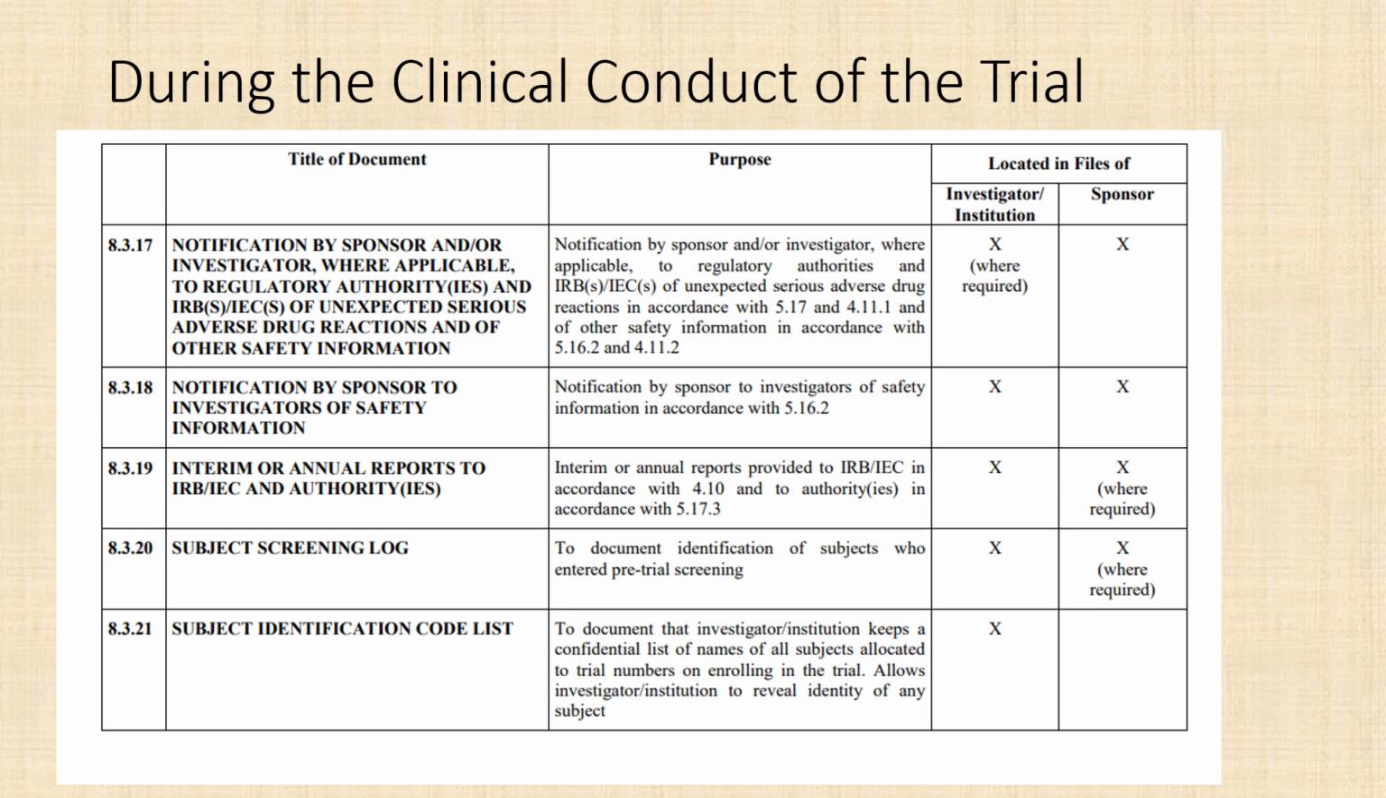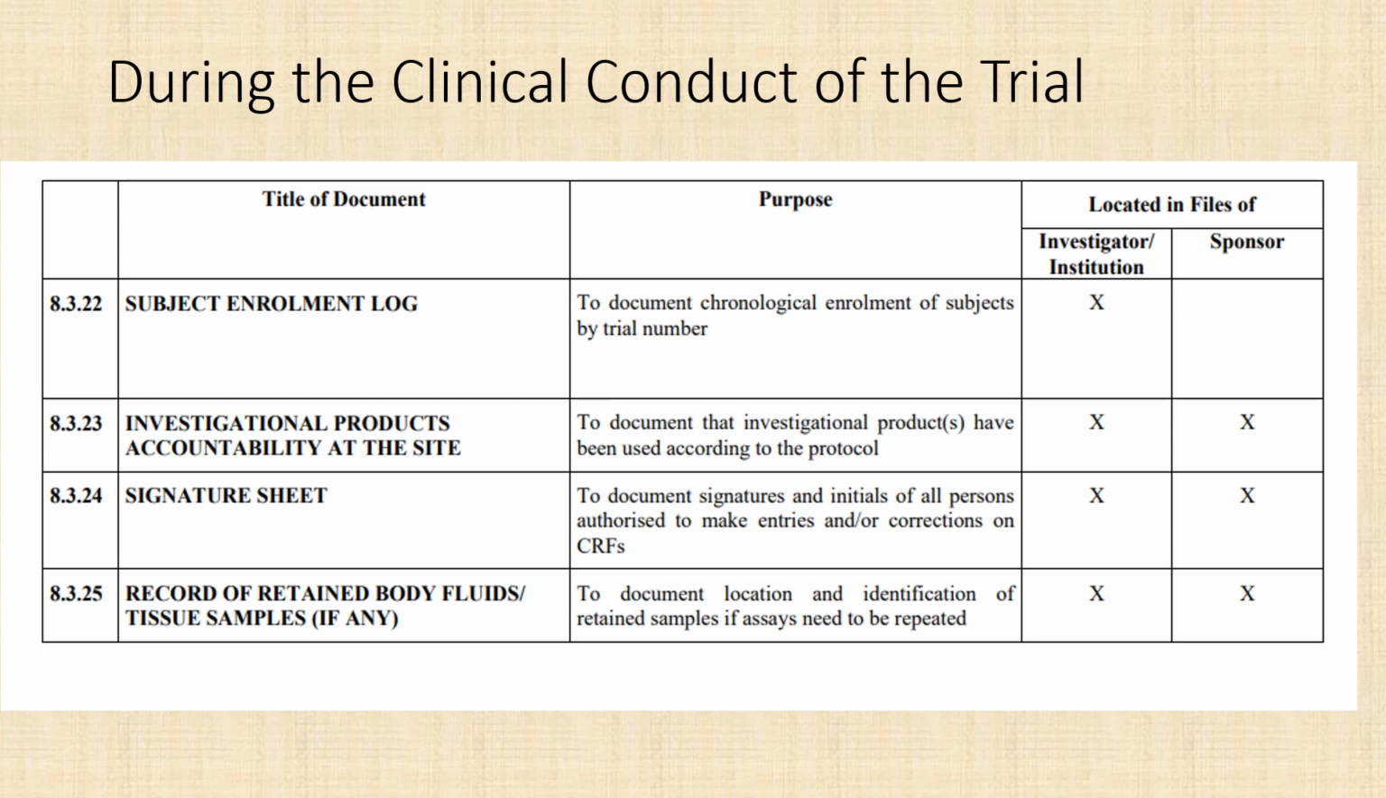Subject identification code list to document that the investigator institution keeps a confidential list of names of subjects allocated to trial numbers on enrolling in the trial. It allows the investigator to reveal the identity of any subject and should be present with the investigator. Subject enrollment log to document chronological enrollment of subjects by trial should be present within the investigator institution.